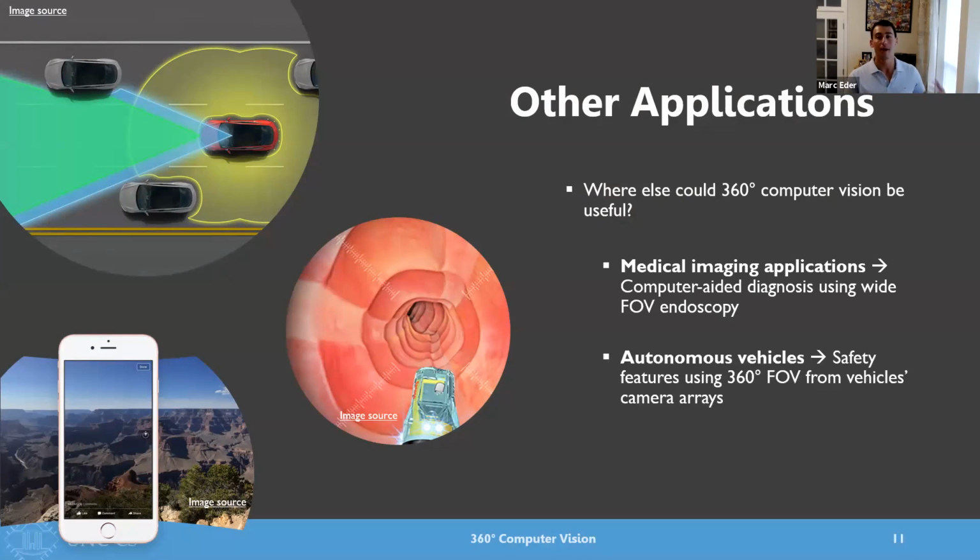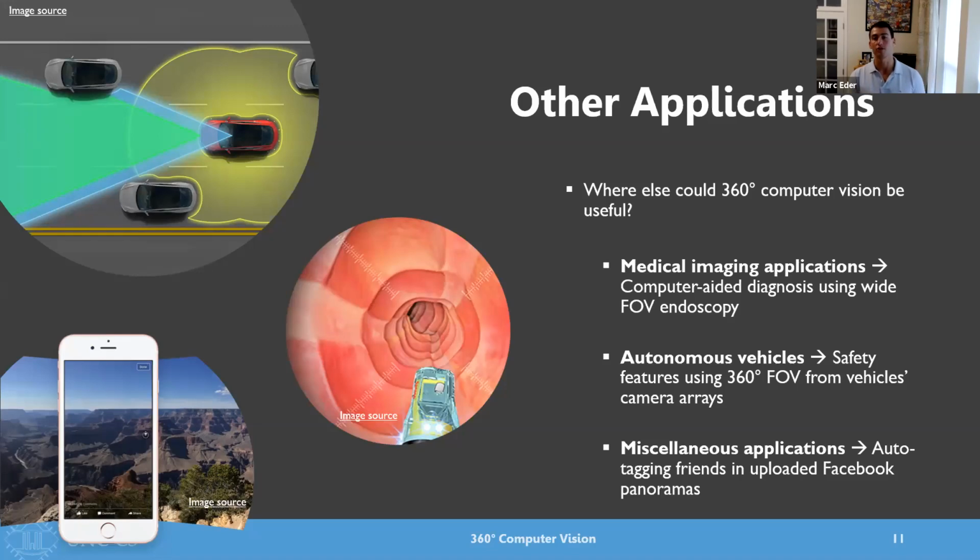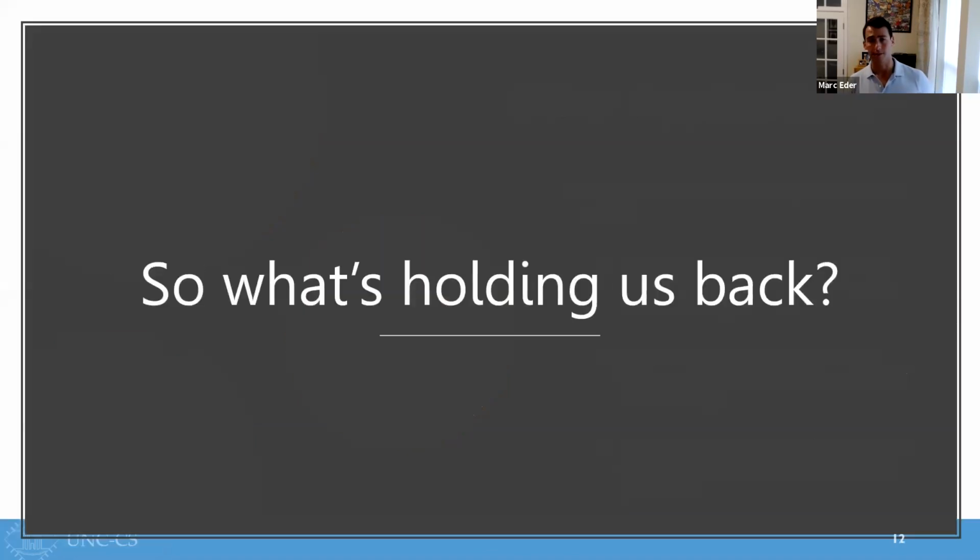There are also robotics and autonomous vehicle applications. Think about the safety features that can and are being built using a 360-degree field of view. Then there are other miscellaneous applications as well. Things like 360 Instagram filters, or auto tagging features on 360 images if you upload them to social media sites. For those of you on Facebook, you've probably seen you can upload these 360 panos. Now we need to be able to address them as we would any other 360 image in order to take advantage of the computer vision algorithms that are currently in use on standard images.